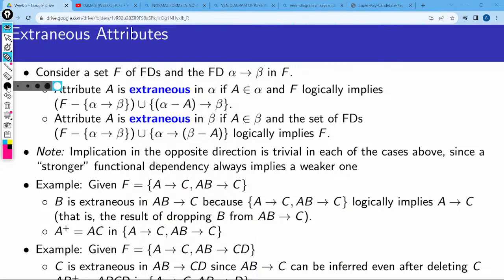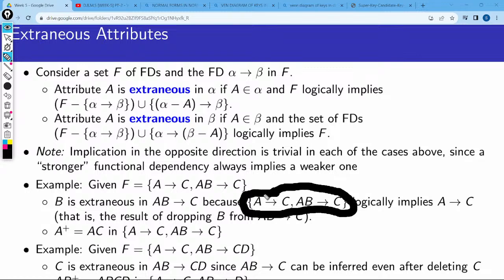Let me change the color of the marker and the width of it. See, if the following set exists, meaning that A arrow C exists and AB arrow C, it is useless to write AB arrow C when A arrow C exists. We can directly write A arrow C instead of going this longer way, meaning B is extraneous.